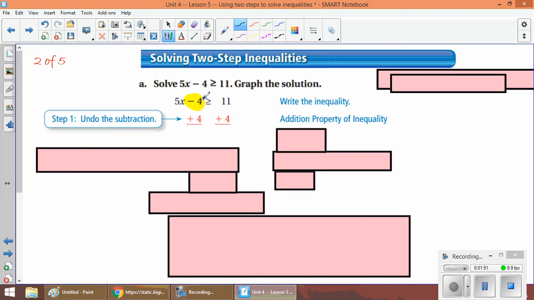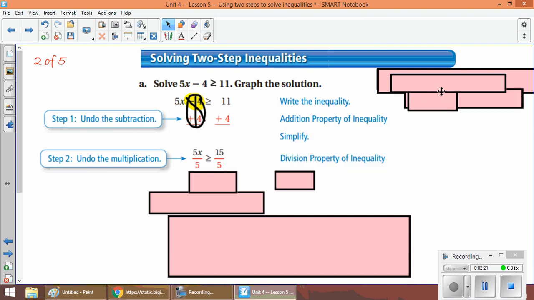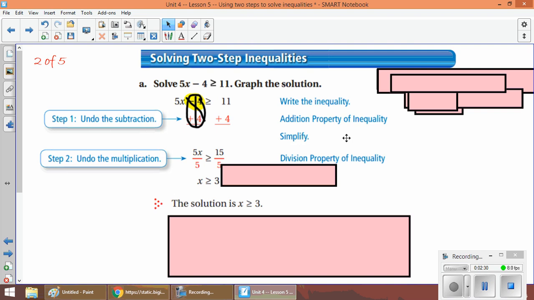So in here we have our 0 pair. These cancel out, leaving me with 5x is greater than or equal to 15, 11 plus 4. So now I have 5 times x. To undo the multiplication, we divide both sides by 5, and then we get x is greater than or equal to 3. So the solution is x is greater than or equal to 3.